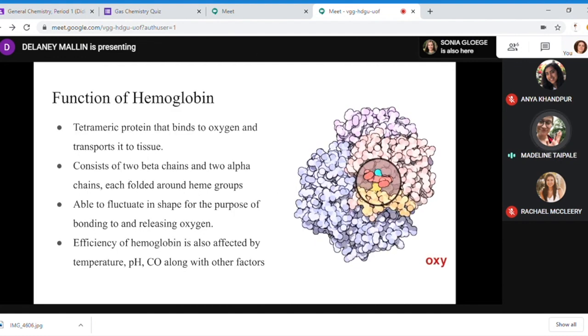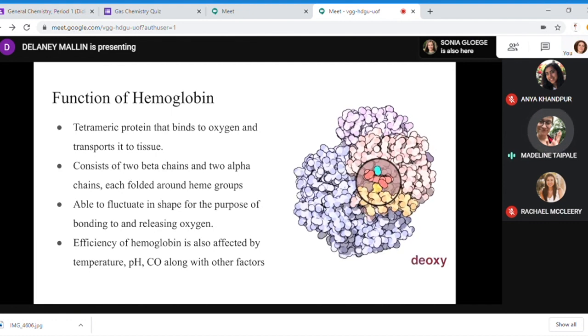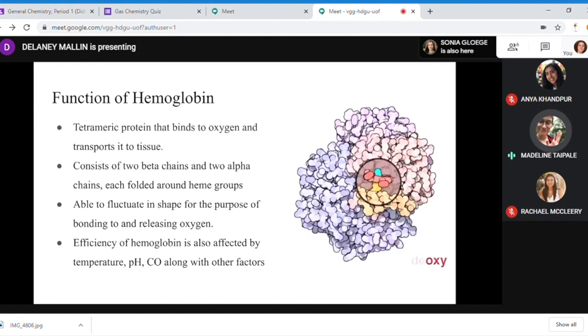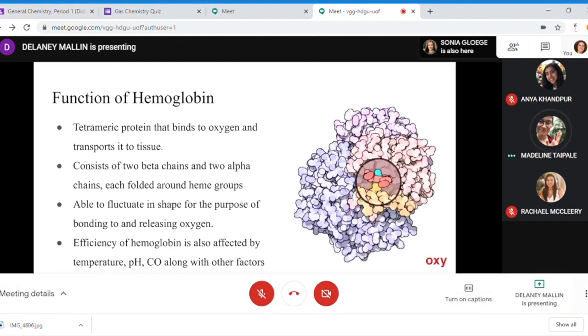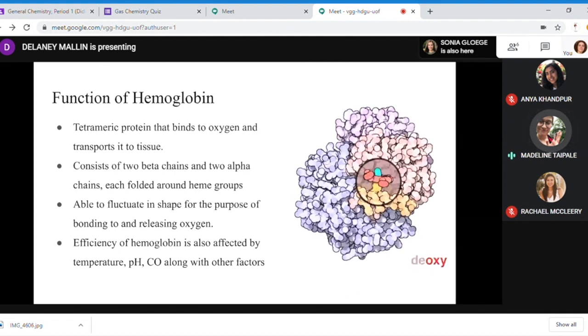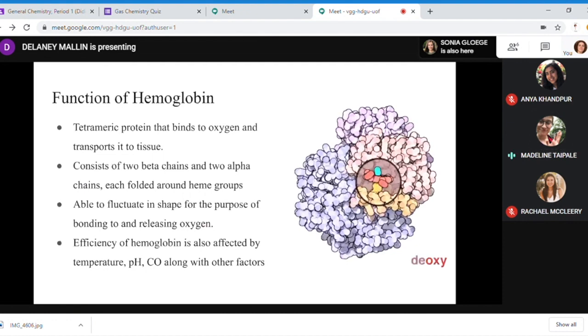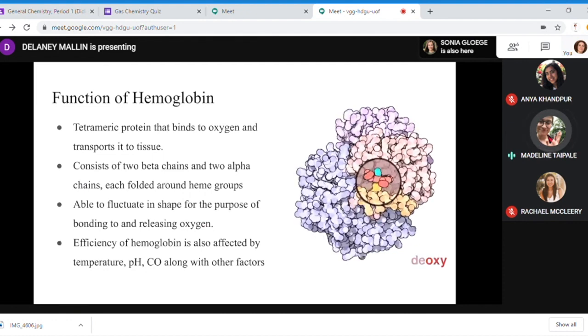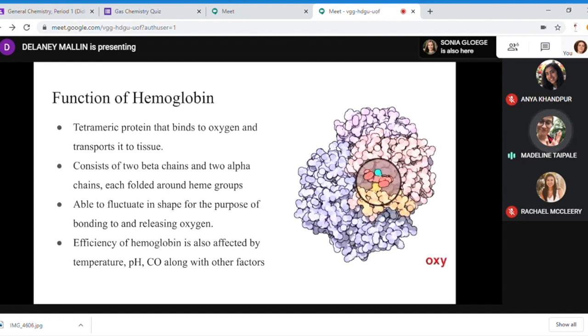In order to understand the ramifications of these mutations, one must understand how hemoglobin functions. Hemoglobin is a tetrameric protein capable of binding to oxygen for the purpose of transporting it to body tissues. Hemoglobin consists of 2 beta chains and 2 alpha chains, which are folded around their respective heme groups. The molecule structure is capable of fluctuation in shape as the molecule binds with oxygen.